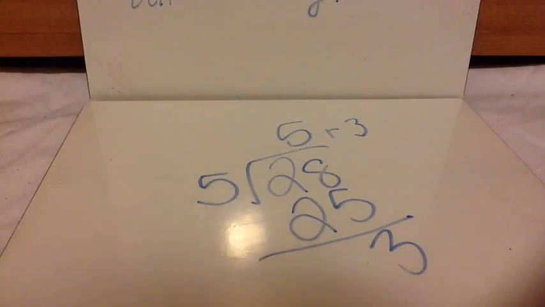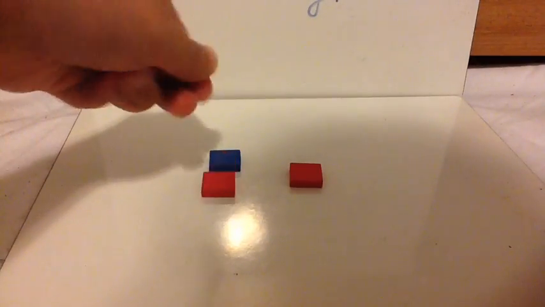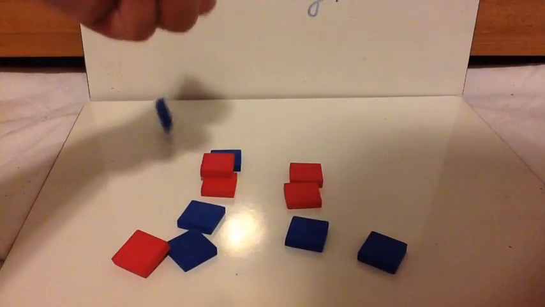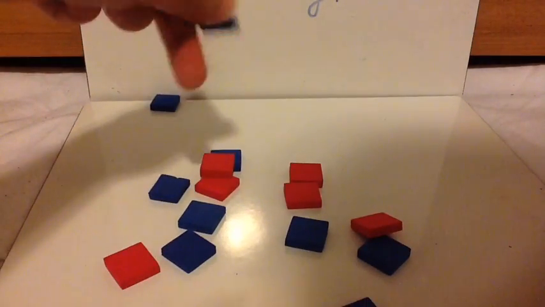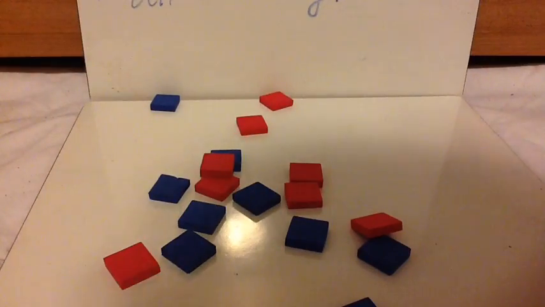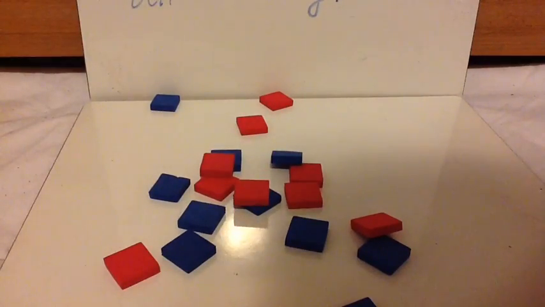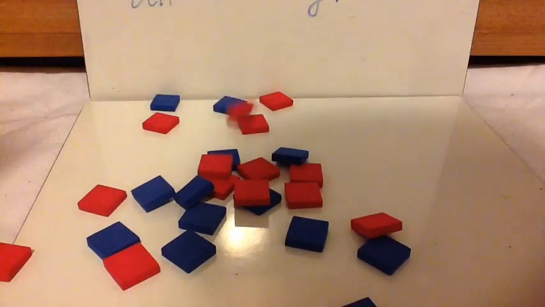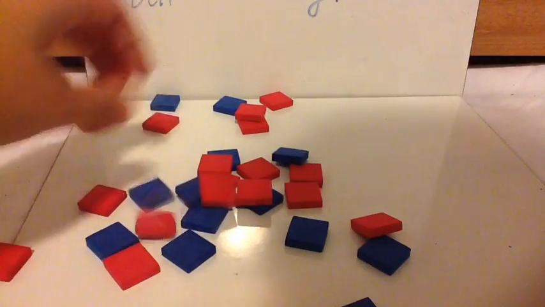So if I were to visualize this, let me just erase this. If I were to visualize this, okay, 1, 2, 3, 4, 5, 6, 7, 8, 9, 10, 11, 12, 13, 14, 15, 16, 17, 18, 19, 20, 21, 22, 23, 24, 25, 26, 27, 28. So here's 28 pieces of candy.